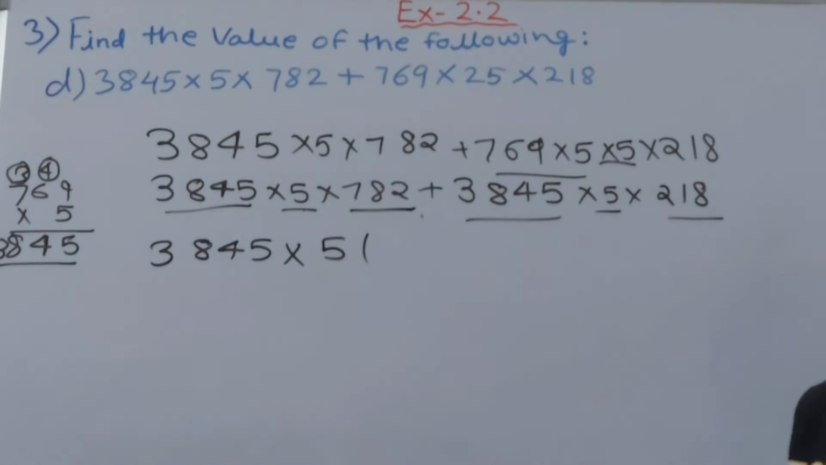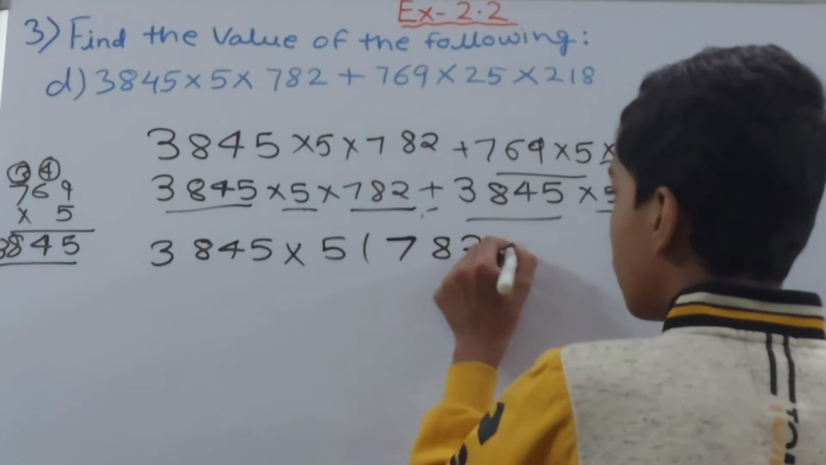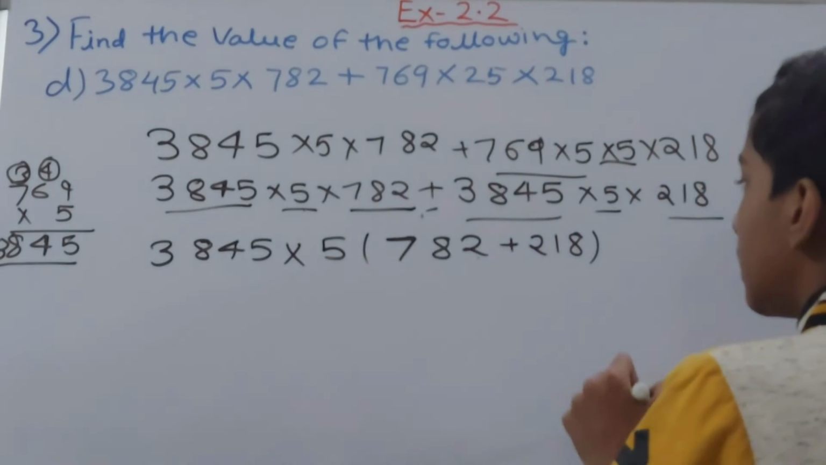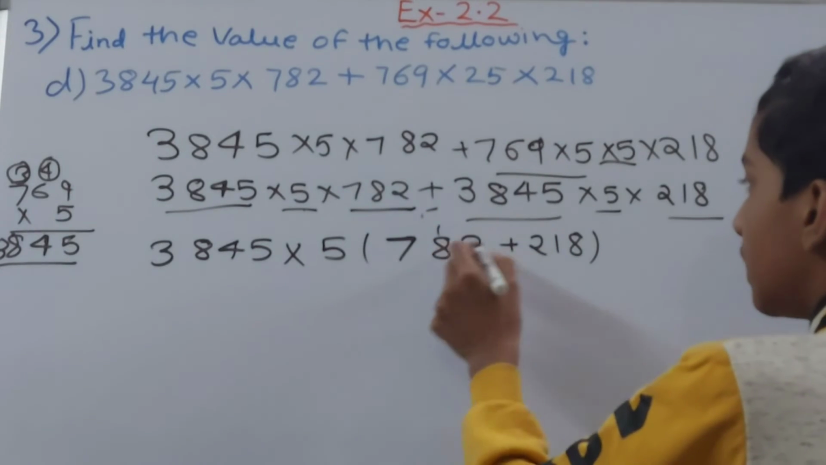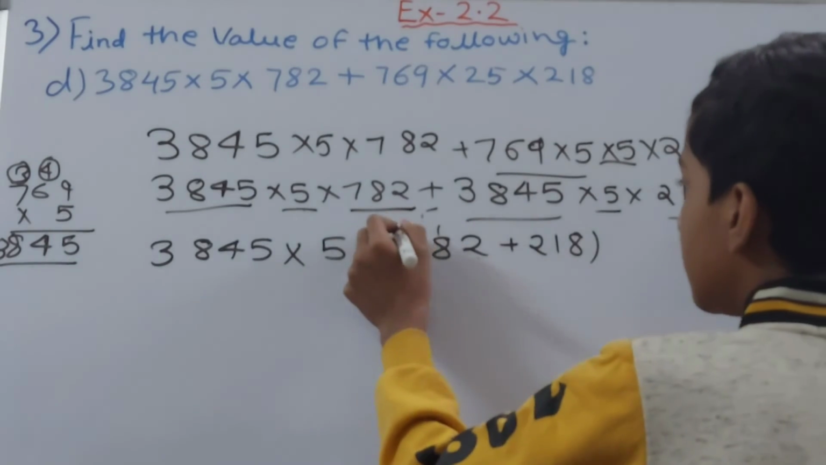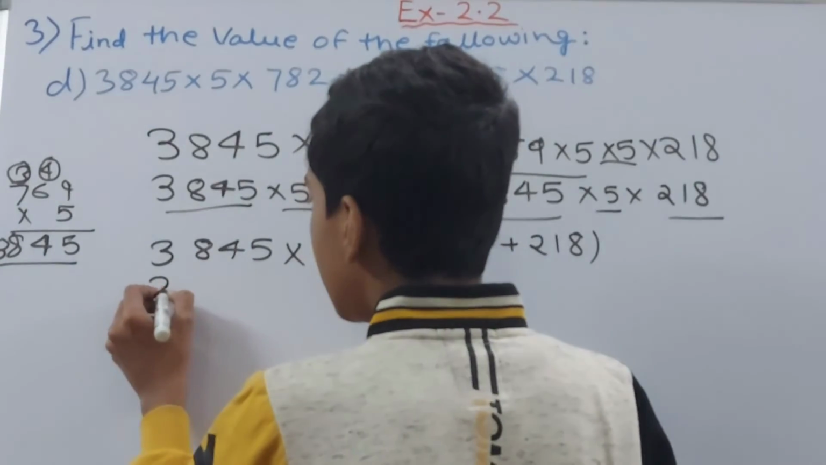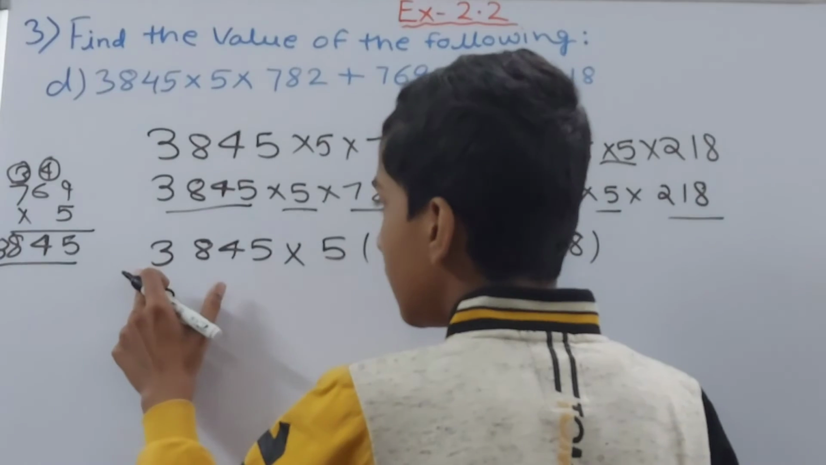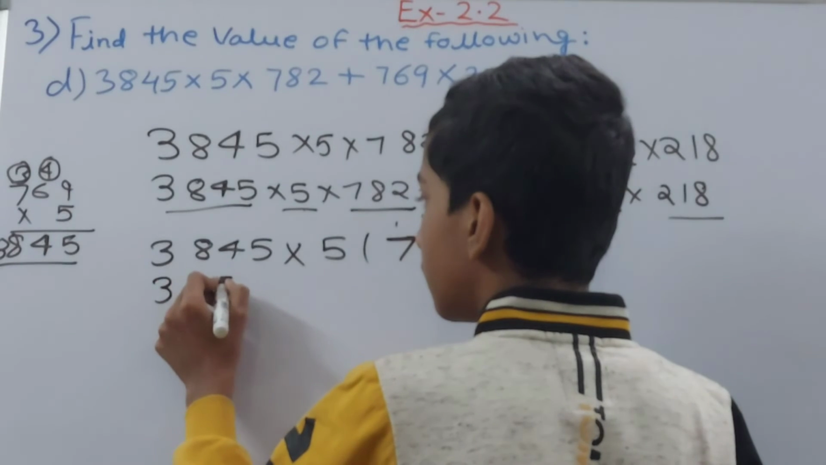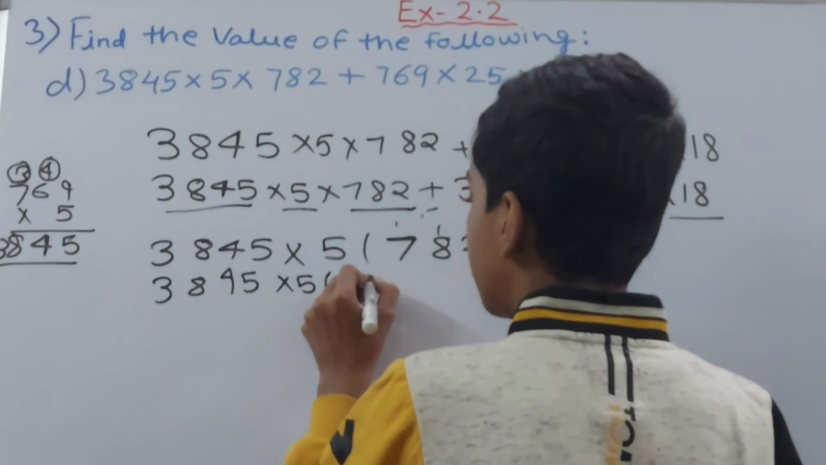You can see the plus sign is there, so we will add them: 782 plus 218. So that will give us what? 2 plus 8 is 10, 0 and 1 carried over. So 8 plus 1 is 9 and plus 1 is 10, so 0 once again and 1 carried over again. 7 plus 2 is 9 plus 1 is 10. So 1000. First we will solve this. So we have 3845 into 5 and then we have 1000 over here.